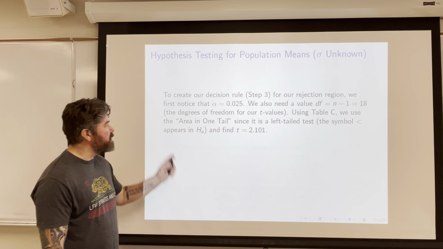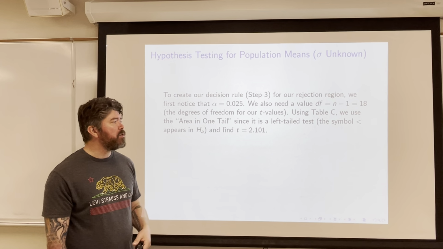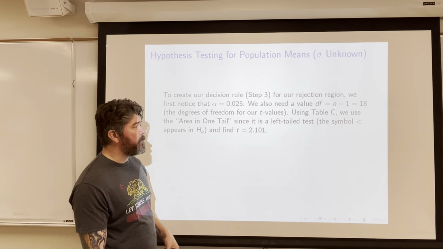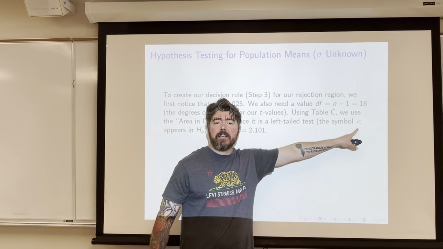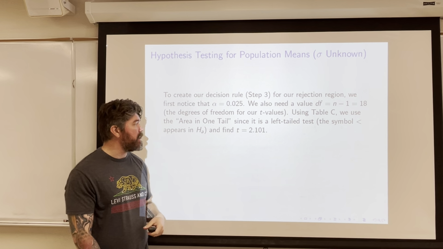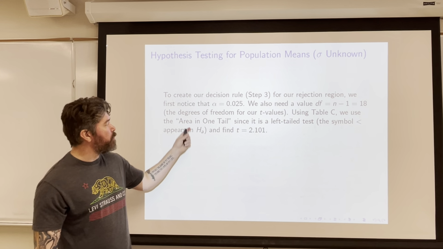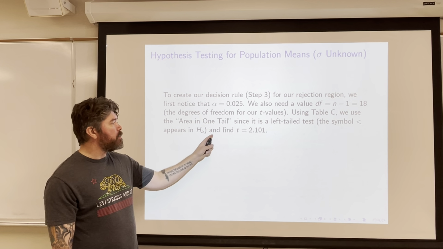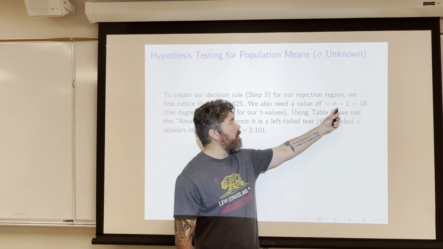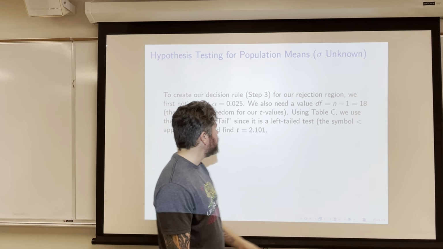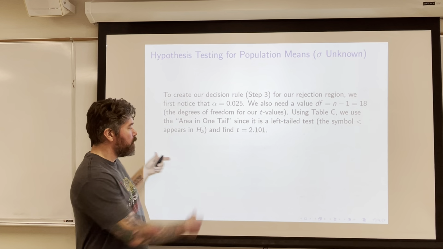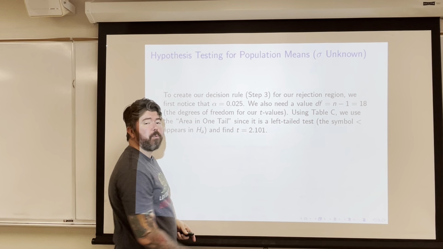Using table C, we use the area in one tail. And why do we use the area in one tail? If we go back to our HA, our alternative hypothesis, we see the less than symbol. Which way does the arrow point? It points to the left. So this is a left-tailed test, which is a one-tailed test. So we use the area in one tail, and we see that t is 2.101. Remember, we line up our row, degrees of freedom 18, with our column, area in one tail, 0.025. We line those up, and we get 2.101.